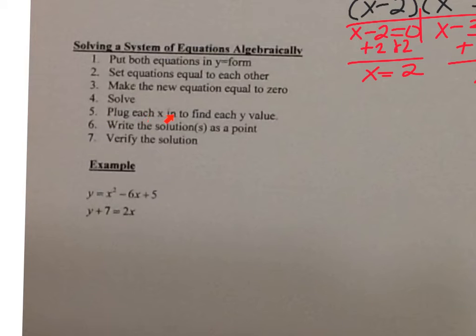Plug each x in to find a y value. So if you get 2 x's, you're going to get 2 y's. Write your solution as a point. Well, it'll actually be 2 solutions. And then you're going to verify the solution, which means to check.